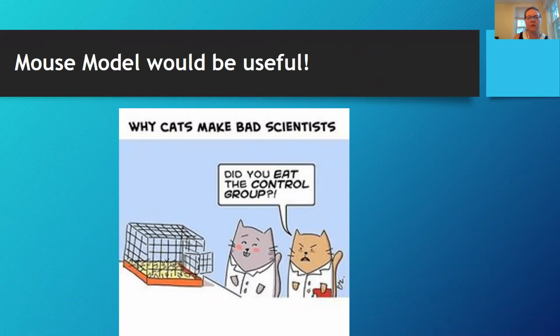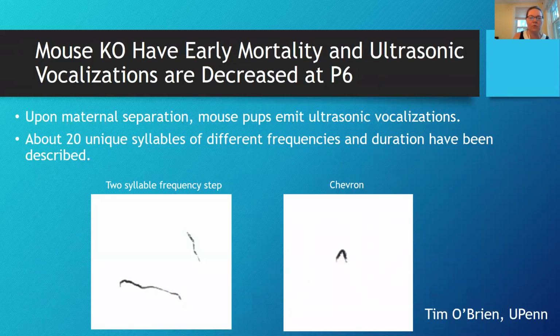And so we thought, let's take it to the next step and go to a mouse model. Luckily, we have an excellent core here that is not staffed by cats. And we were able to move forward into a mouse model. And it turns out that the mice are viable, but they do have early mortality, so we weren't able to do extensive testing on them as adults. They resemble the patients in that way.